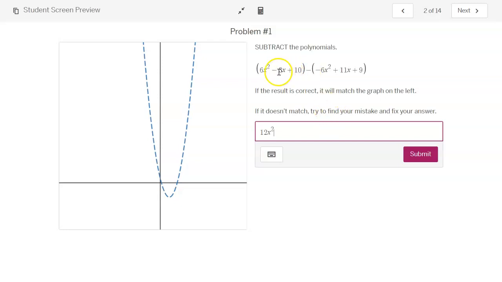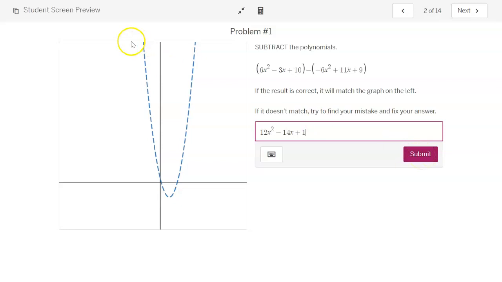Now I'm going to add together negative 3x. Remember, this turned to a negative. So negative 3 plus negative 11 would give me negative 14x. And then I'm going to combine the 10 and this 9 that turned into a negative. So a 10 and a negative 9 would give me a positive 1. So plus 1. And then I'm going to hit the submit button.